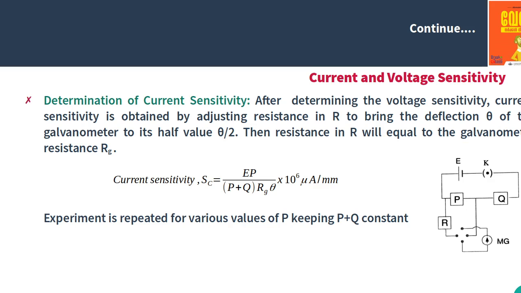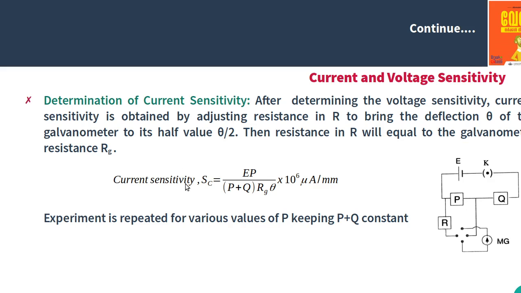So what we are doing, after determining voltage sensitivity, we are slowly taking out the resistance from the R. We are finding that when we are not putting R, it was theta. When we started putting it, that theta will definitely reduce, and at a particular value of R, you will get that theta equal to theta by 2. That value of R will be equal to the galvanometer resistance Rg.